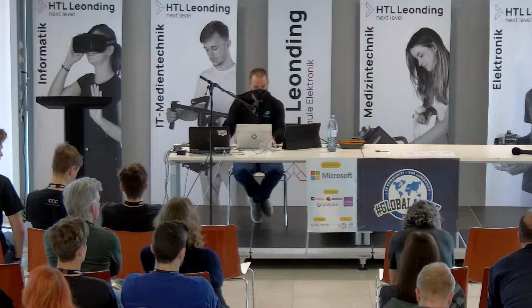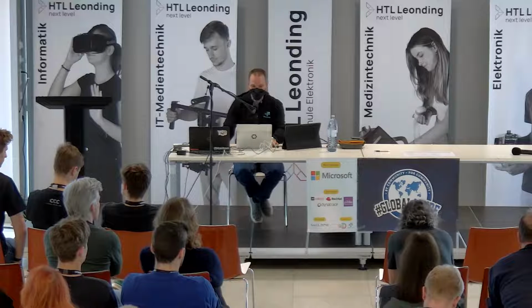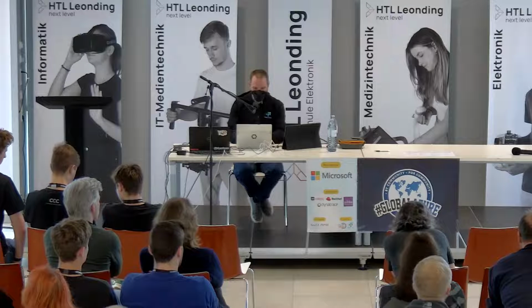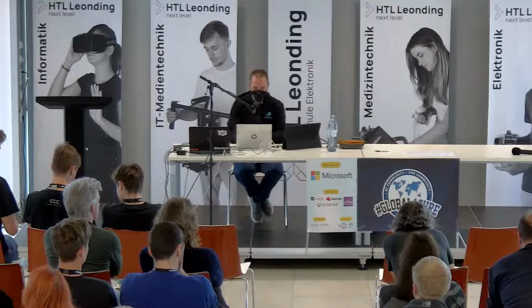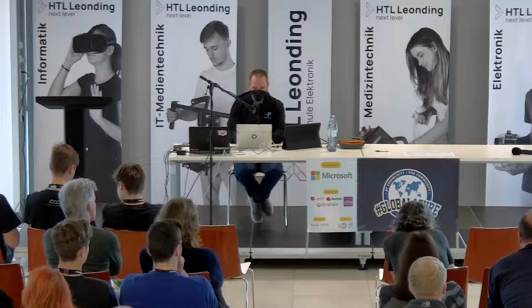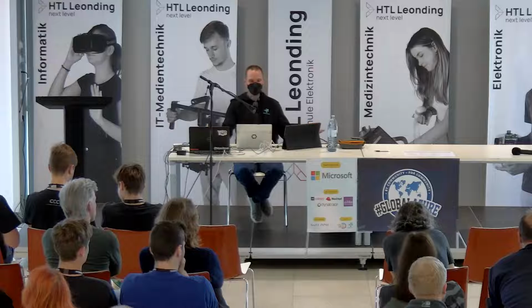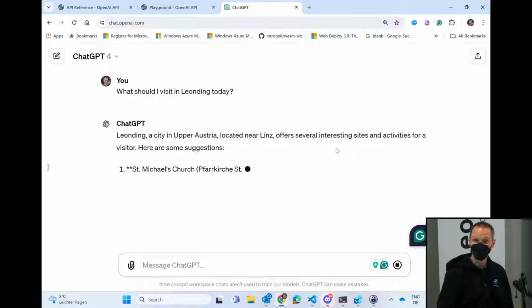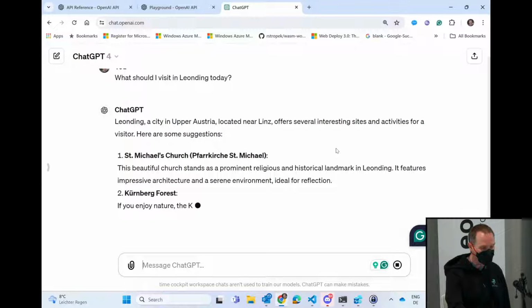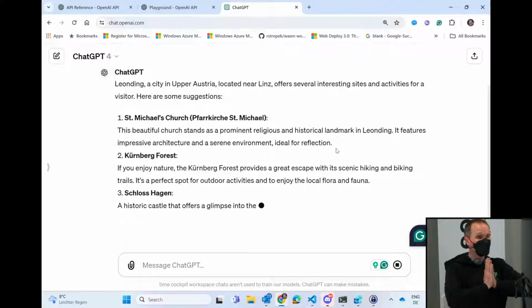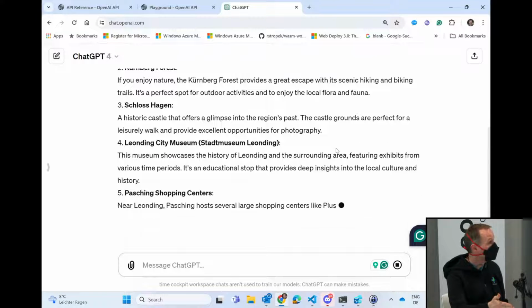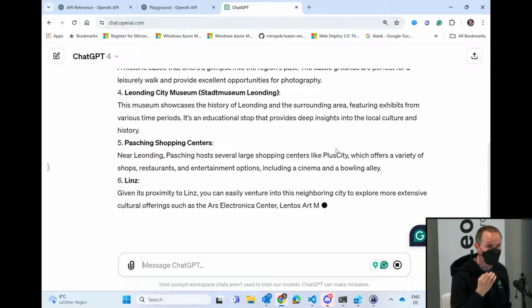Do you know this UI from ChatGPT, from the user interface that you typically use? If I ask it a question, what should I visit in Leonding today? I can do something like this. If I ask it the question, do you see that here token by token by token comes up? It's not important what it has to say about Leonding. Yes, it has to say a little bit about Leonding, but you see, the system is not blocking until the entire answer is there, but we can watch ChatGPT typing. And that is super, super important for user experience.